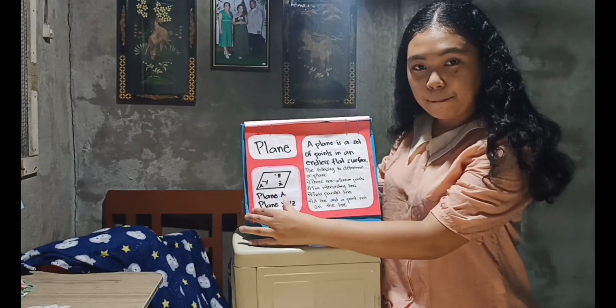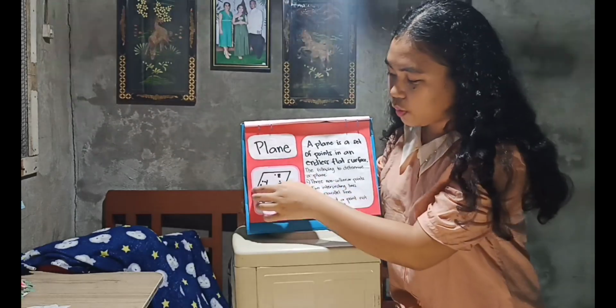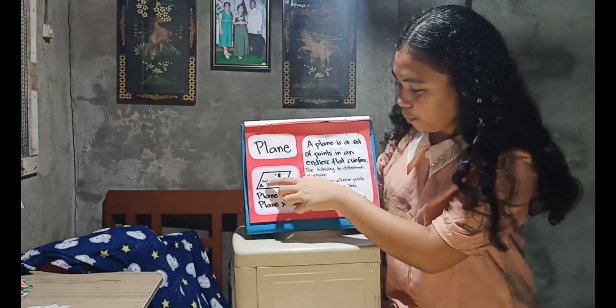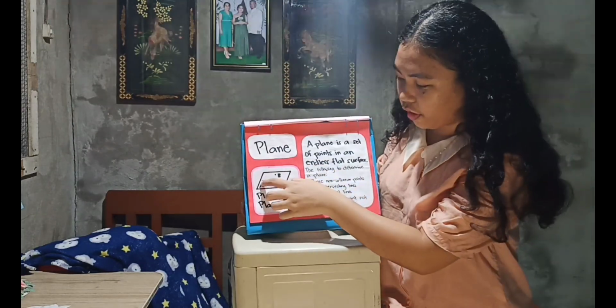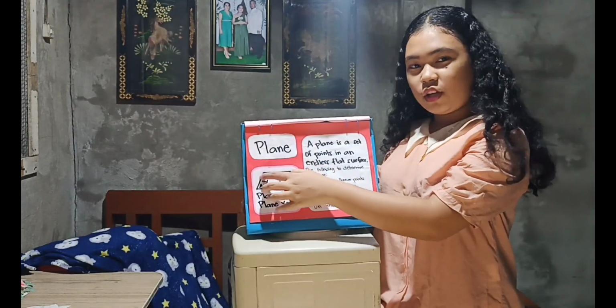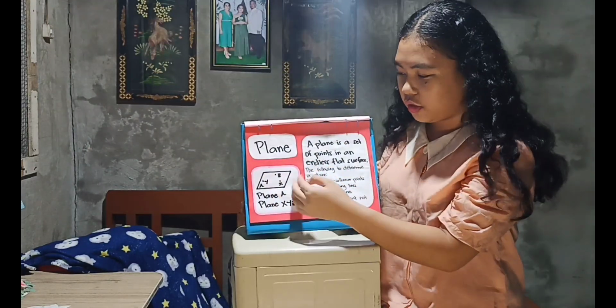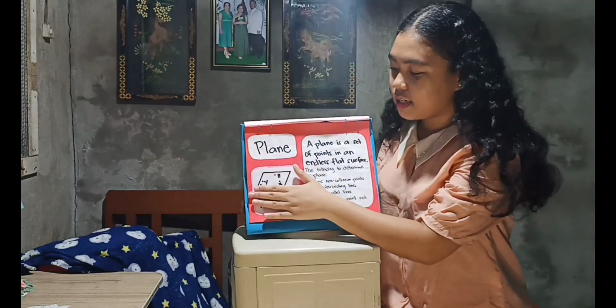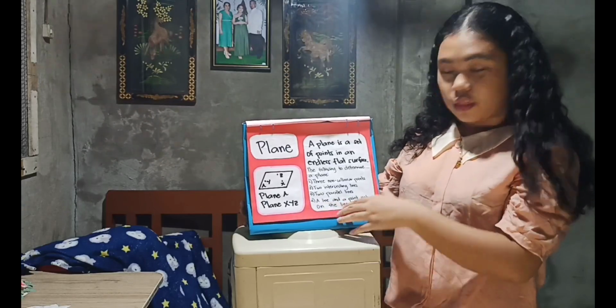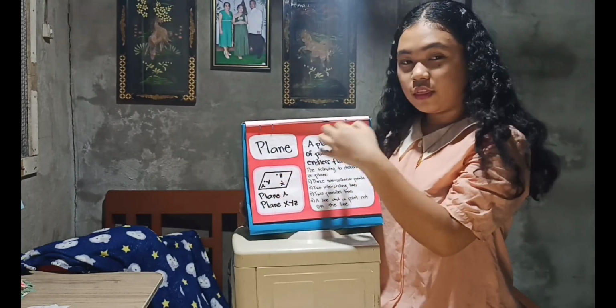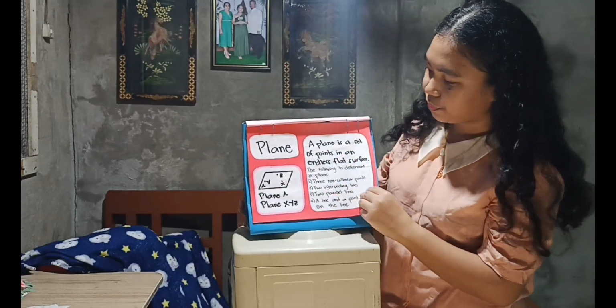This is an example of a plane. As you can see, this has three non-collinear points, and the points here are scattered. You can see that these are points because the points are not on the same line.